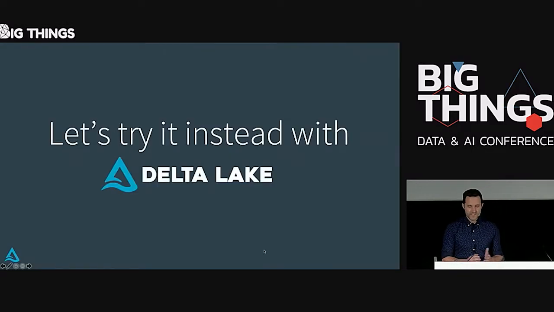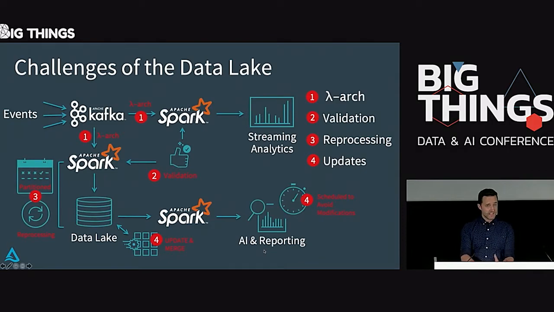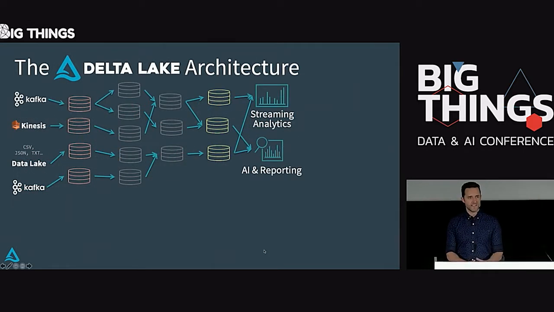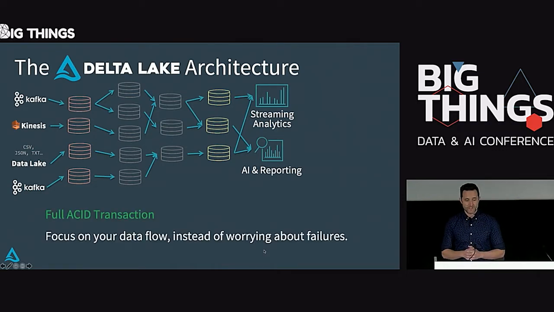And so this is why we created Delta Lake. And the idea of Delta Lake is we're going to take this relatively complicated architecture, where you're spending all of your time thinking about systems problems, and change it to something that looks more like this, where instead you're thinking about data flow. And the core enabling technology here is this well-known idea called ACID transactions. ACID transactions mean that it's atomic, consistent, isolated, and durable. So you can focus on your data flow rather than worrying about failures.